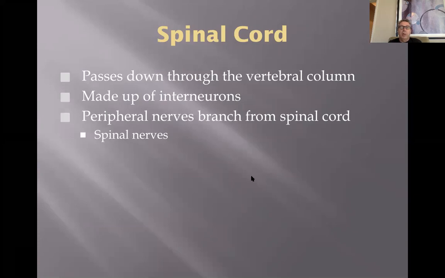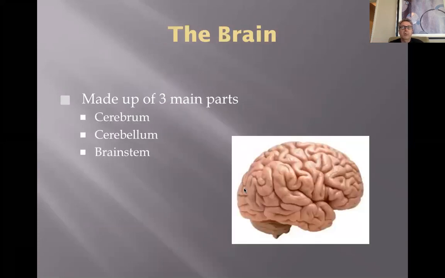It's made up of neurons. We've learned that before, right? The sensory neuron goes from the senses to the spinal cord, and then the motor neurons go from the spinal cord to the muscles. The peripheral nerves branch from the spinal cord, so we learned about the periphery before, so those are considered the spinal nerves. The brain is made up of three parts.